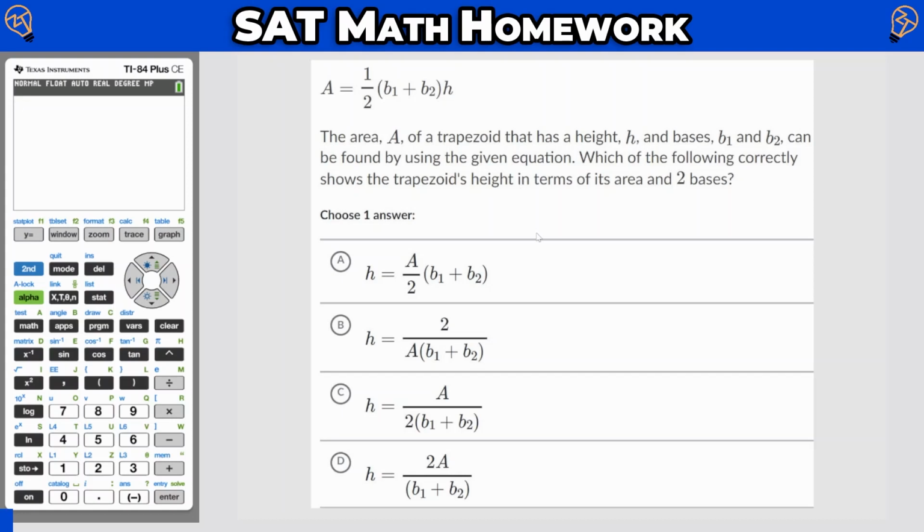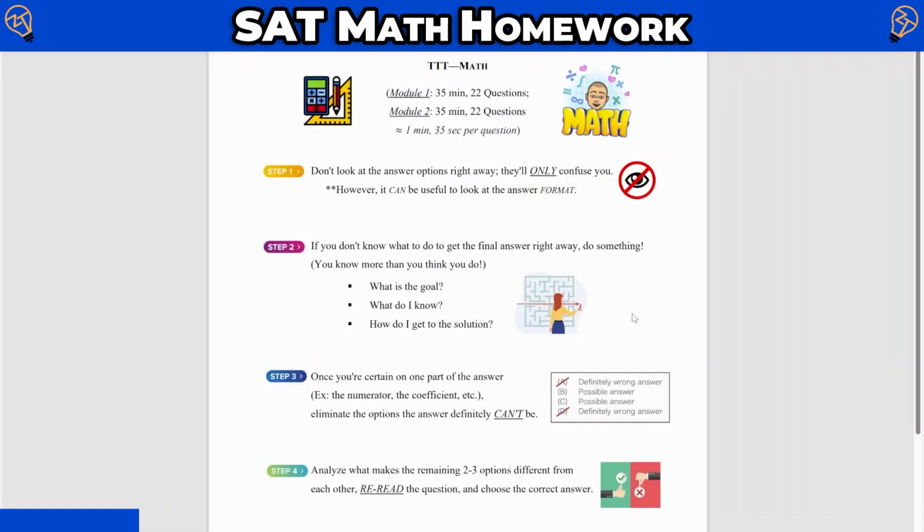Something to keep in mind for questions like this, where you have some kind of equation given to you with various variables, you really don't need to read anything about what the variables represent or even the framing of the question. It's really a perfect example of where, even though we don't look at the answer options right away, looking at the answer format can be really useful.